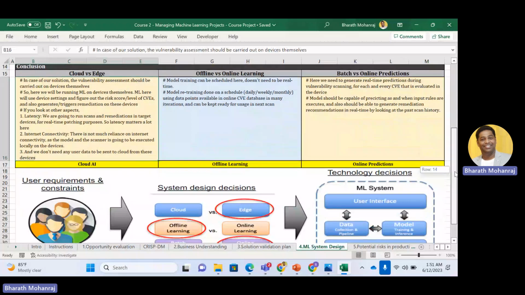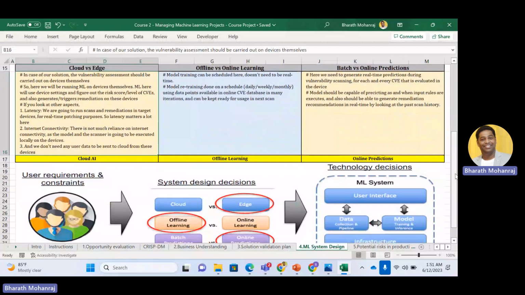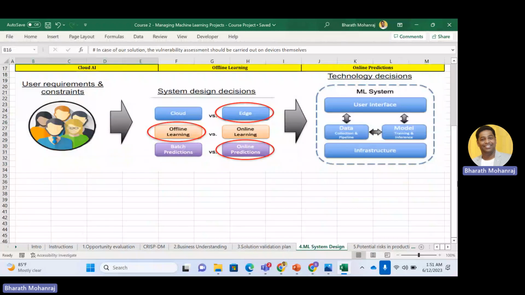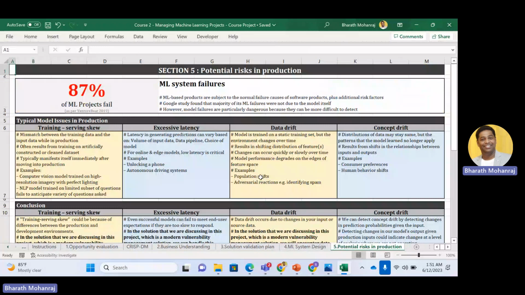And when it comes to batch versus online prediction, we are going to go with online prediction because as and when scan reports are generated or a vulnerability is detected, we need to immediately predict online how severe the vulnerability is going to be. So for our case, it is going to be an edge model with offline learning and online prediction. Finally, coming to the potential risks in production that we might see here.